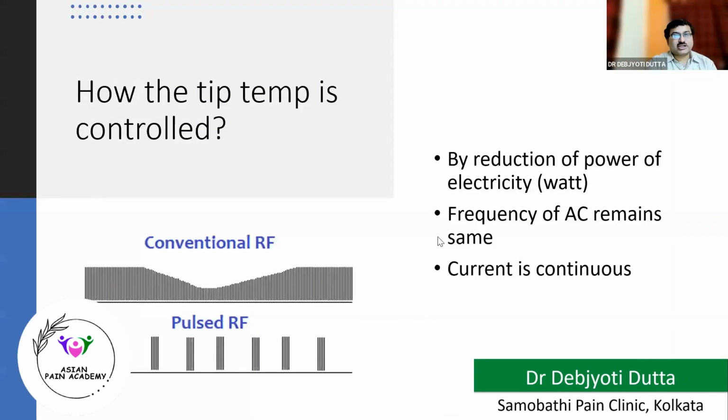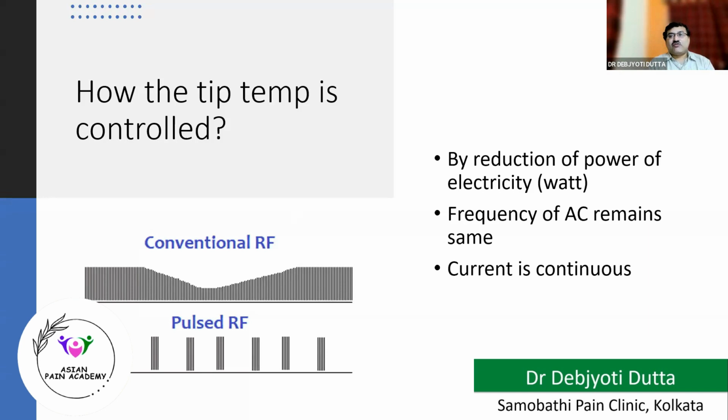Now, going to the next part. Now, the concept of pulsed radio frequency. In the initial period, only conventional radio frequency was used. But it has been found that in certain areas, especially close to the cervical DRG, if the radio frequency is done at a lower temperature, it still gives pain relief.